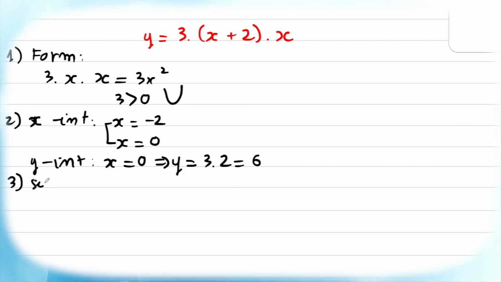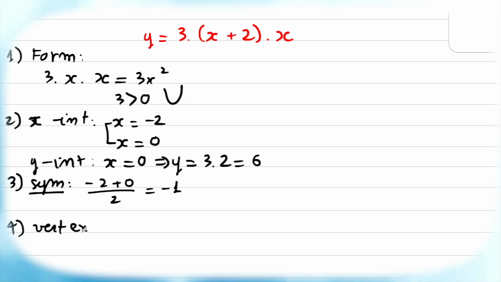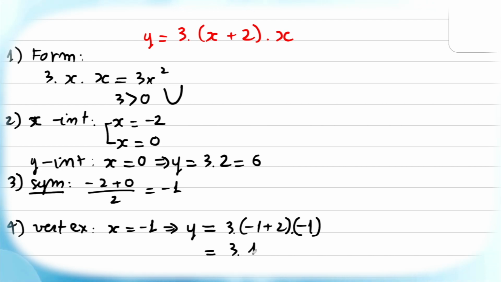And here is 3, you got the symmetrical line. About this symmetrical line, you will get the midpoint between the x-intercepts, -2 plus 0 divided by 2 equal to -1. For the vertex here, x equal to -1, and then y equal to 3 times -1 times -1 plus 2 now. So 3, 1, you will get -3. Yes, -1, -3. That's it.